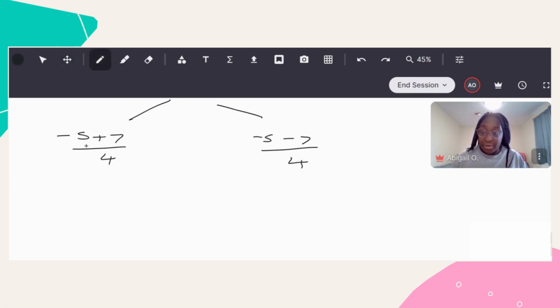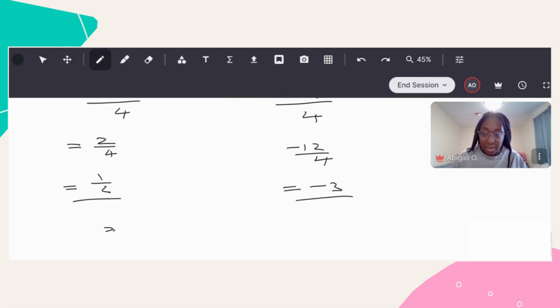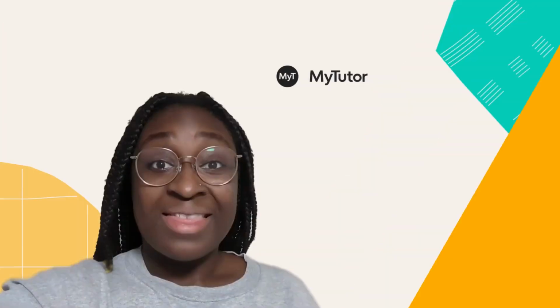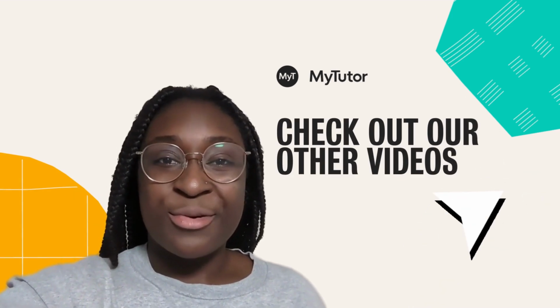So negative 5 plus 7 over 4, that's 2 over 4, which we can simplify to 1 over 2. Negative 5, take away a further 7, is going to give us negative 12 over 4. Simplifying that is going to give us negative 3. So those are the values for x. At the very end of my question, I could say that x is equal to a half and x is equal to negative 3. There we go. That's how we use the quadratic formula.